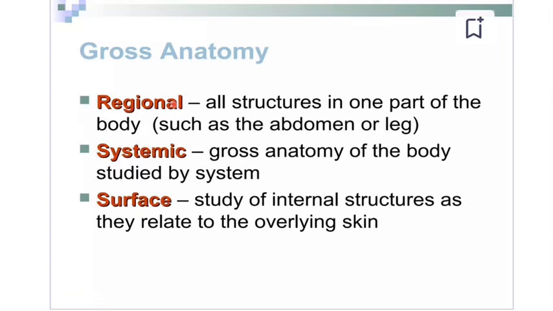Then you can come to systemic anatomy, or you can say systematic. Systemic anatomy is the organization of the body into functional units. So there's the nervous system, the cardiovascular system, the respiratory system, the digestive system, the genitourinary system. Okay, so now you can distinguish between regional and systemic anatomy.